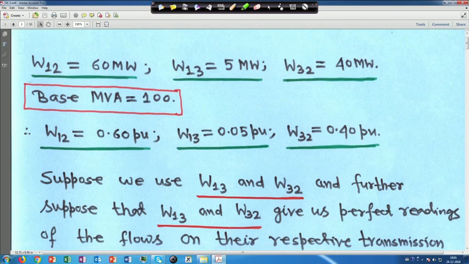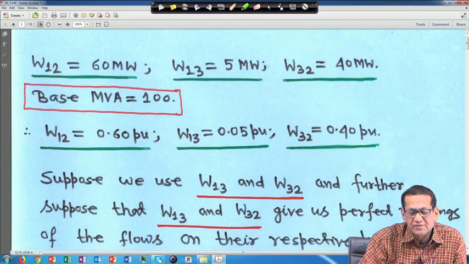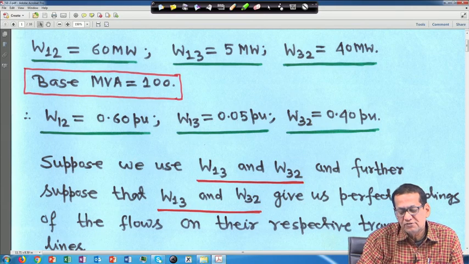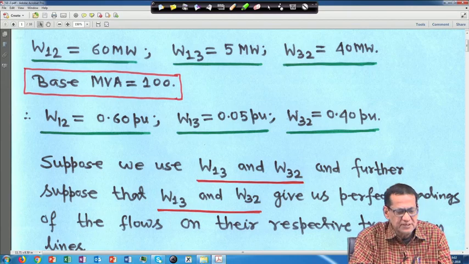So, suppose now this wattmeter, when it is reading, W12 is 60 megawatt, W13 is 5 megawatt, W32 is 40 megawatt, and base MVA is 100. So W12 is 0.60, W13 is 0.05 per unit, and W32 is 0.40 per unit. This is the perfect one, right.